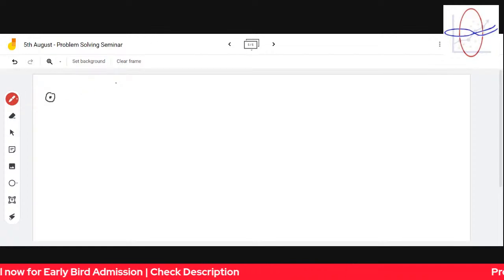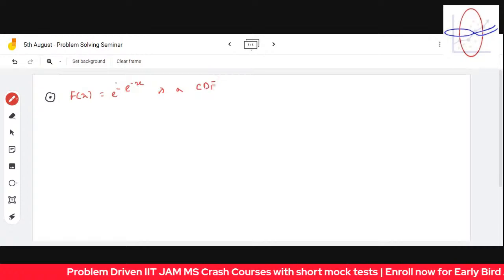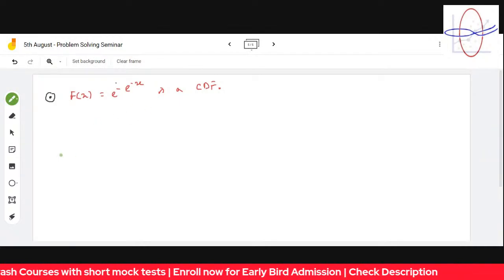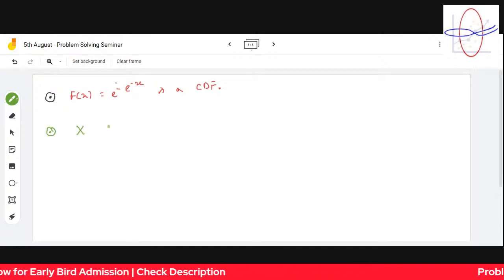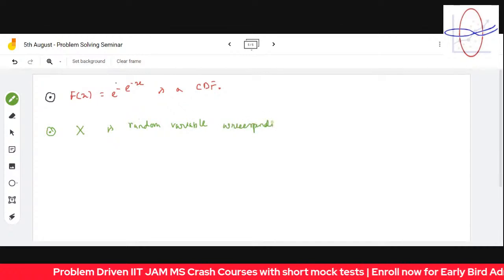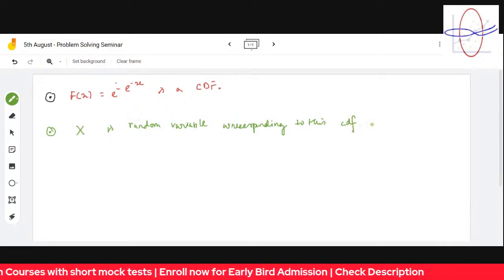Okay. So, but what was the problem? We have shown that fx is equal to e to the power minus e to the power minus x is a CDF. This is what we have shown. Okay. Now, the question is something else. The question is that if x is a random variable corresponding to this CDF, fx.